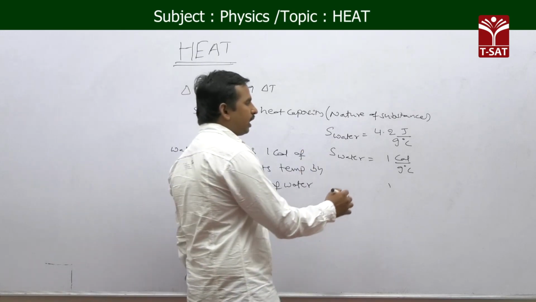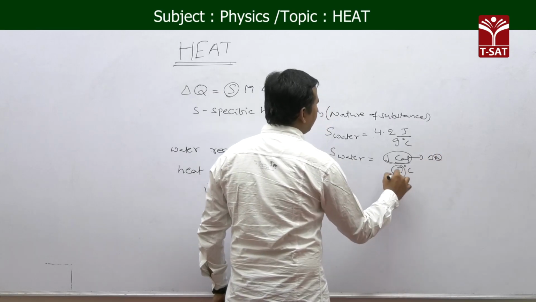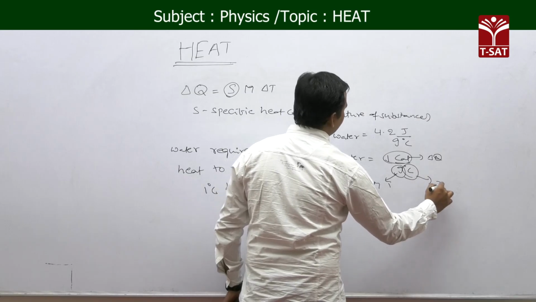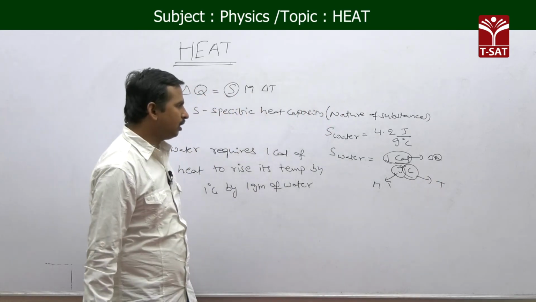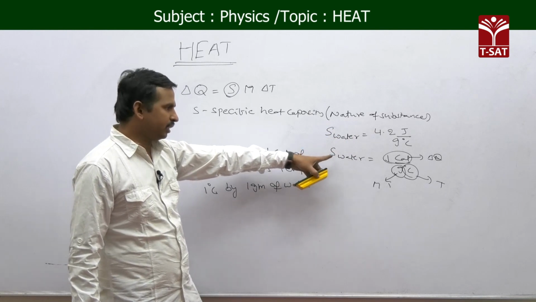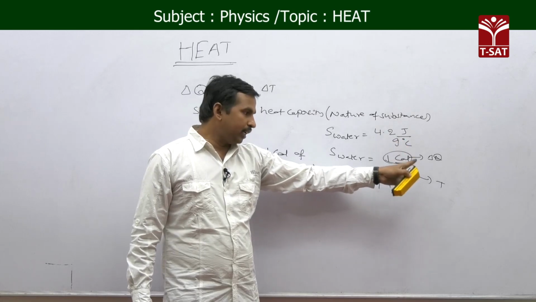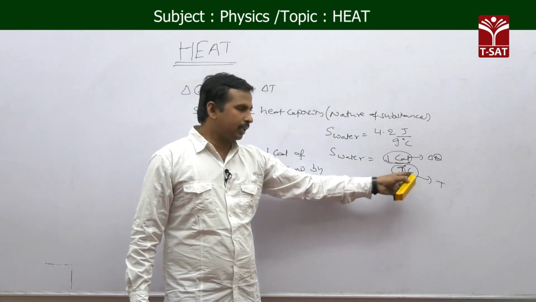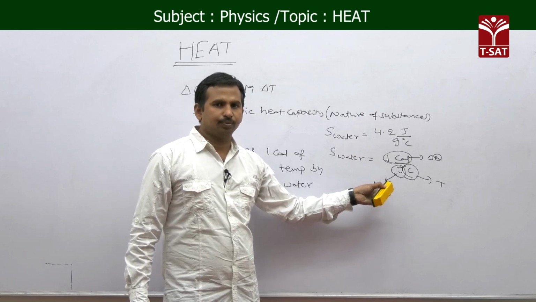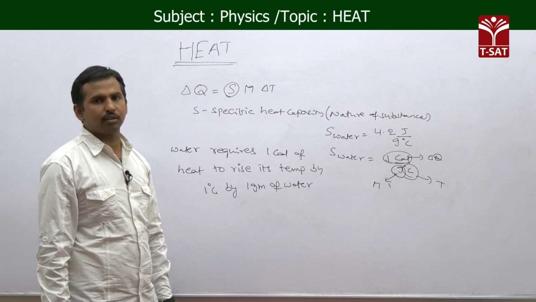Because 1 calorie is about heat, grams is about mass, and delta T is about the temperature change there. So, as S is equal to Q by m delta T, the specific heat of water is nothing but the amount of heat energy required, 1 calorie, to raise its temperature by 1 degree Celsius, where the mass you are taking is 1 gram. That is the meaning of specific heat capacity.